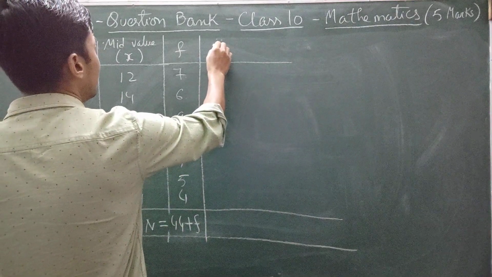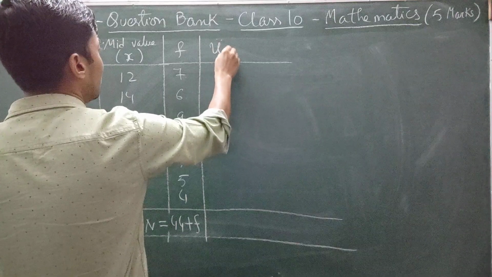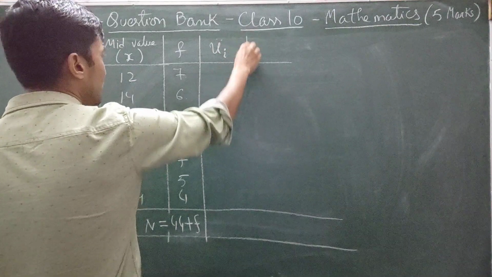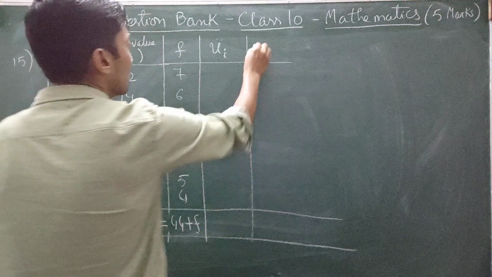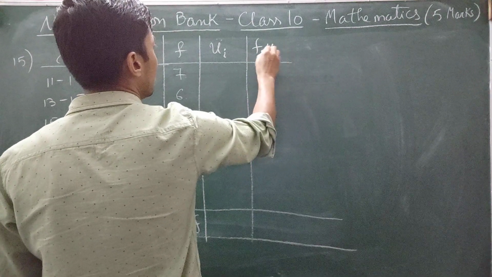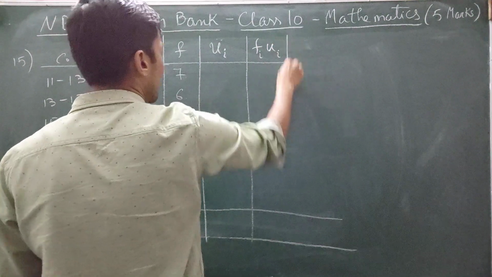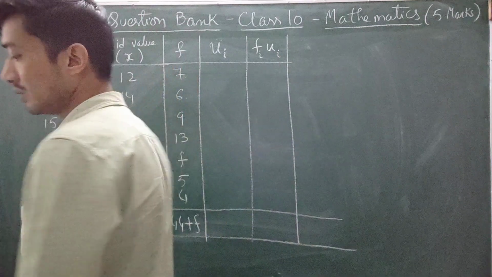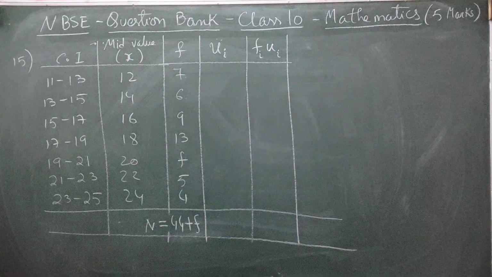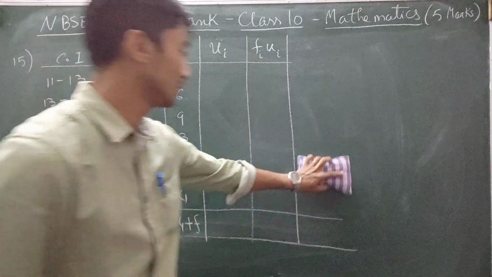So now let's find out the deviation. Deviation, we can use U, and then the product of frequency and deviation. We can use U, some textbooks use D, some textbooks use other letters, so don't worry about the letters.